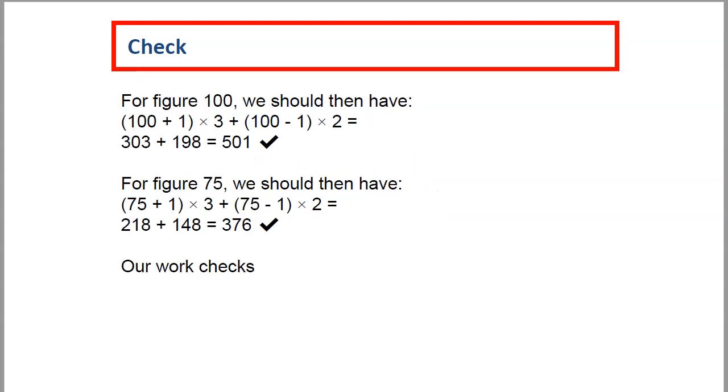So for figure 100, we should then have, using this pattern, 100 plus 1 times 3 plus 100 minus 1 times 2, which sums to 501, which is the number of picks we had for figure 100 before. And for figure 75, we should have 376. And again, this checks when we run it through our second pattern. So our work checks.